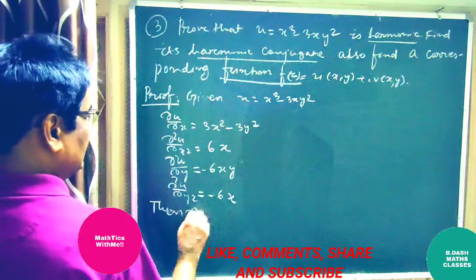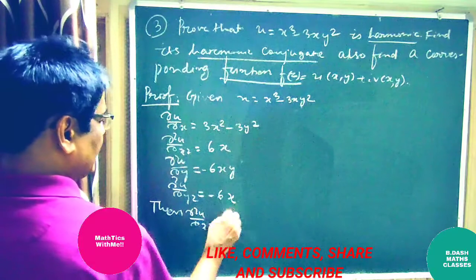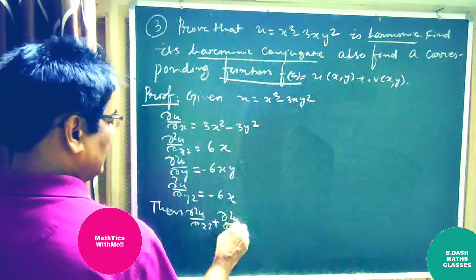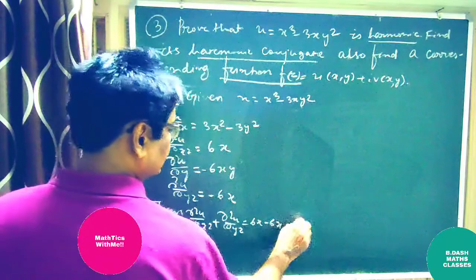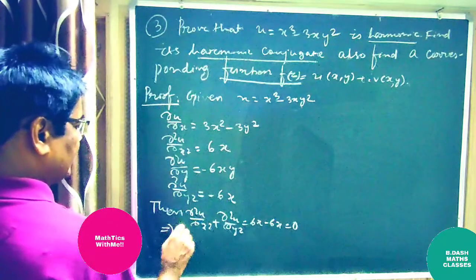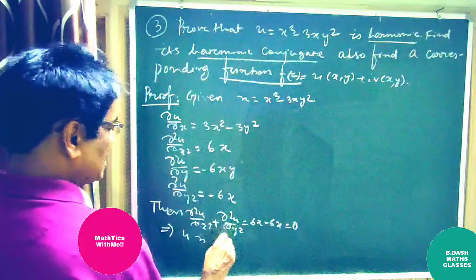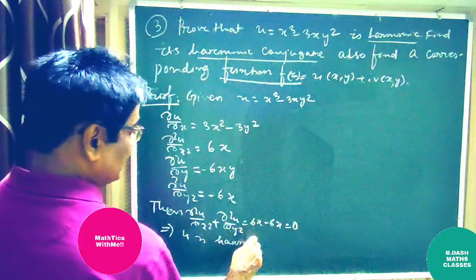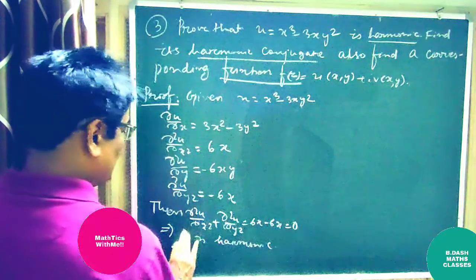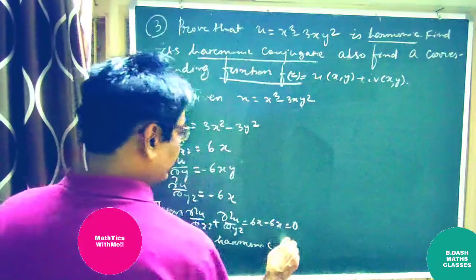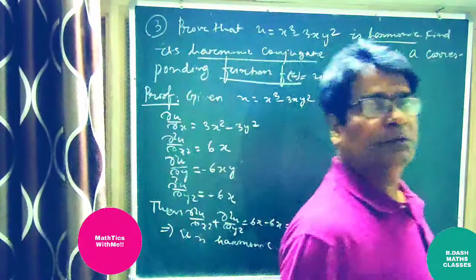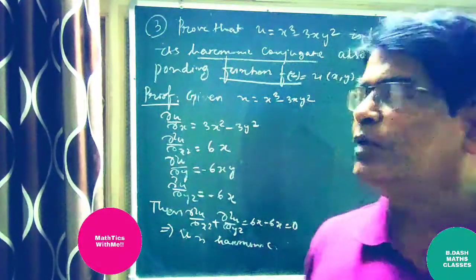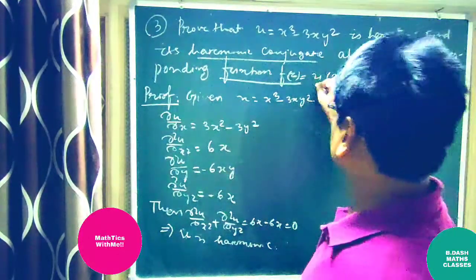Then del square u by del x square plus del square u by del y square is equal to 6x minus 6x is equal to 0. Implies u is harmonic. So the function u is harmonic. Now we have proved the function u of xy is harmonic.